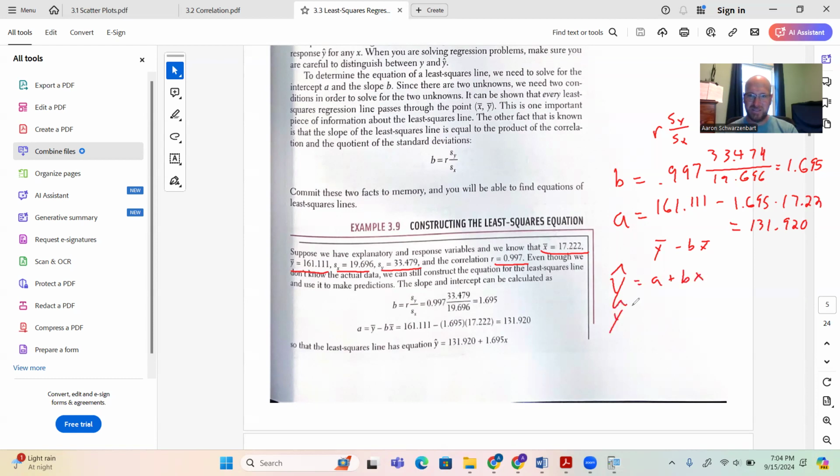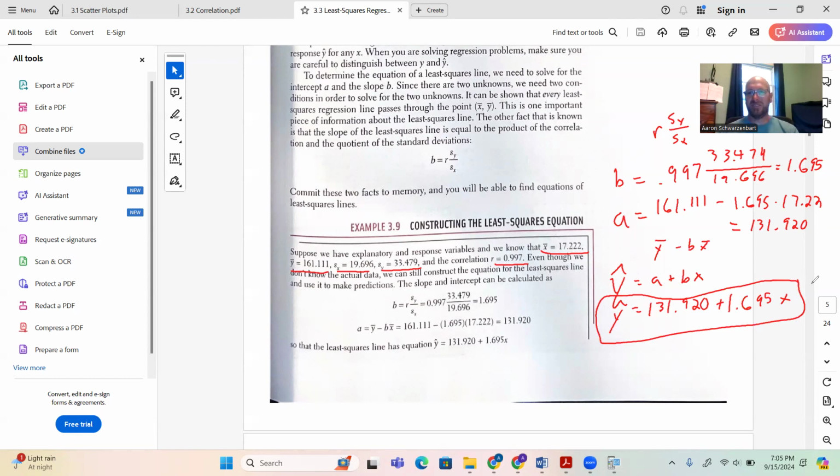The equation y hat equals a plus bx. So my actual equation is y hat equals 131.920 plus 1.695x. That is the equation for my least squares regression line. I just had to use the formulas and plug in the variables.